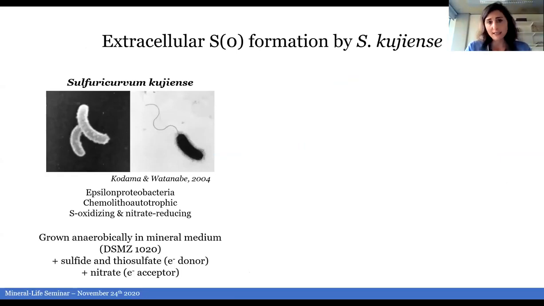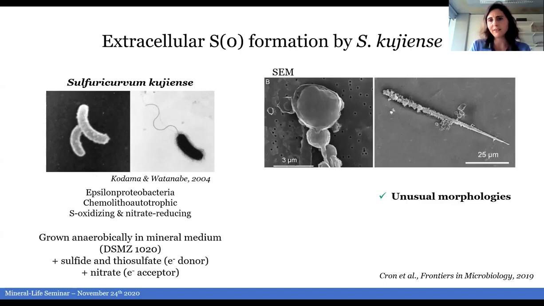We've been working with a sulfur-oxidizing bacterium called Sulfurimonas. It's an epsilon proteobacterium. It's chemolithoautotrophic, so it grows without any added organic source. It produces its own organics using inorganic carbon, and it oxidizes reduced sulfur using nitrate. So you grow it without any oxygen. You just feed it sulfide and nitrate, no carbon, and it grows. And it precipitates extracellular elemental sulfur.